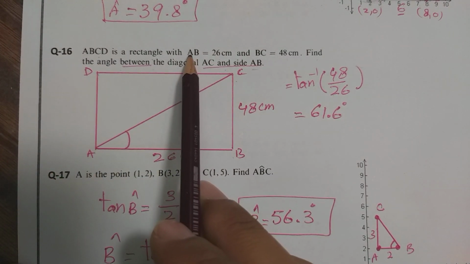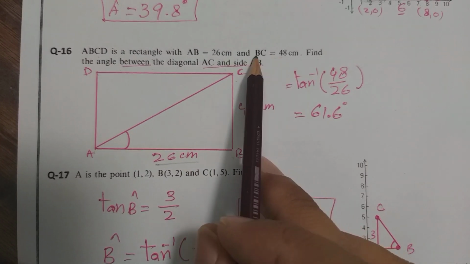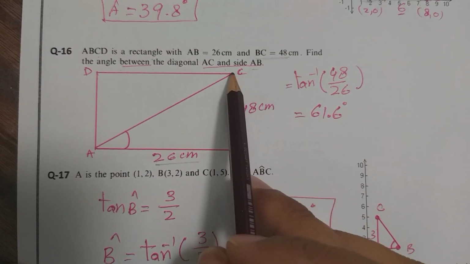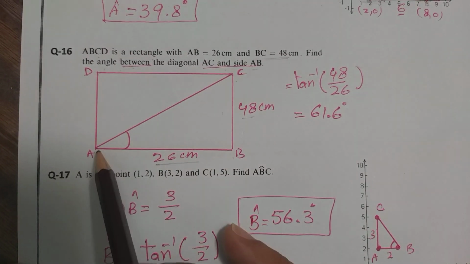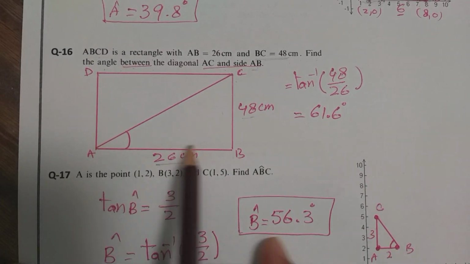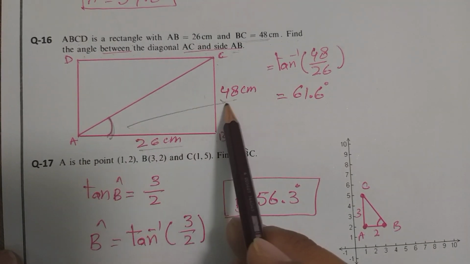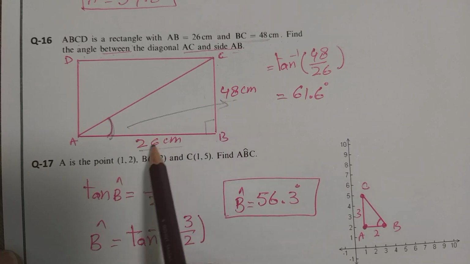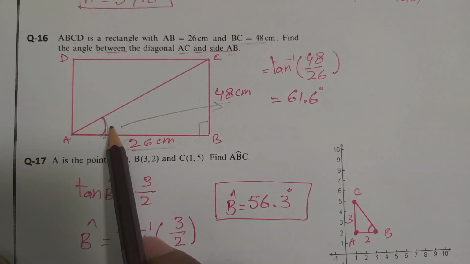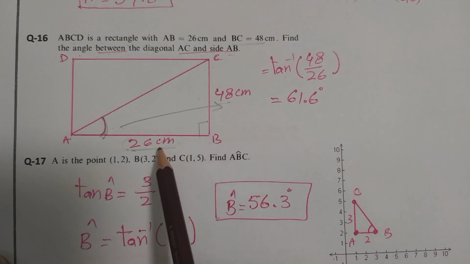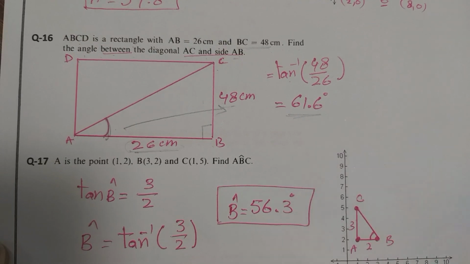Now we are given AB. So this is the AB, which is 26 centimeters, and BC is 48. Find the angle between AC, this is AC, and the side AB. So it means we need to find this angle. This is a right angle triangle with opposite and adjacent sides, so again the tan formula. Shift tan opposite over adjacent, simplify, and you will find the answer 61.6 degrees.